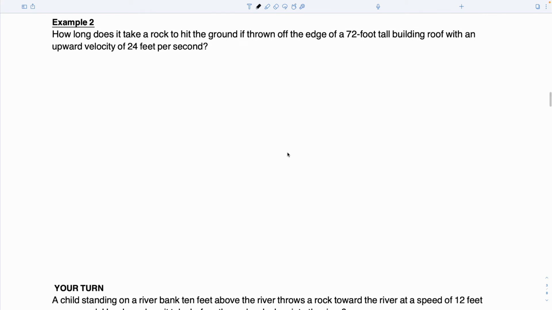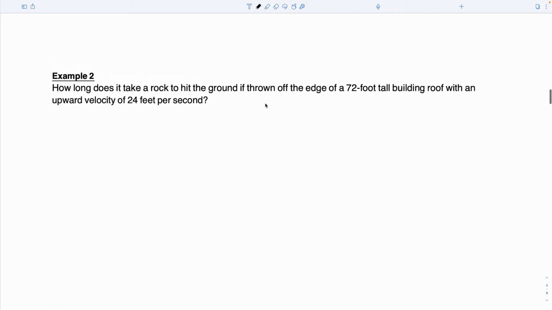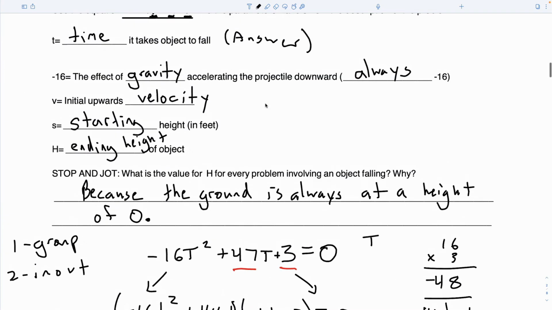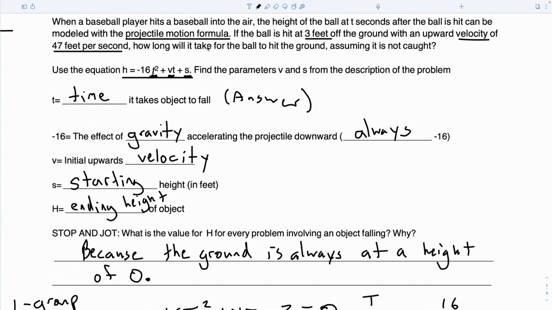Read it for me. How long does it take a left to hit the ground if the left end of a 72 foot tall building roof with an upward velocity of 24 feet per second? Okay, go up to that equation they gave you. And remember the equation for the projectile motion formula was negative 16t squared plus vt plus s. Rewrite this equation underneath the problem.